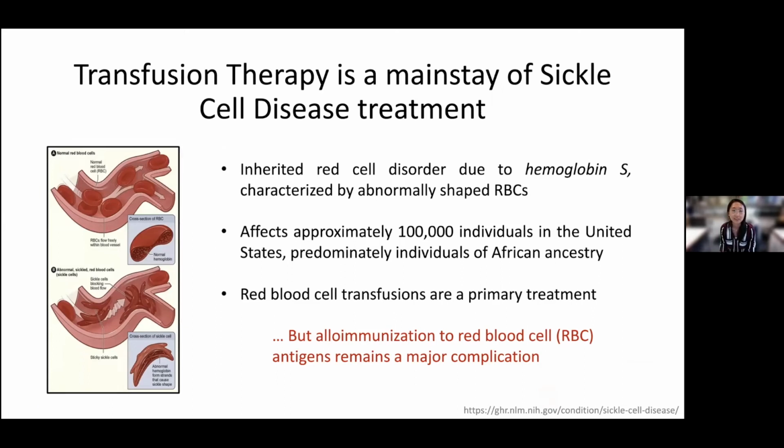Sickle cell disease is an inherited red cell disorder where the patient's red cells make hemoglobin S, and it causes the cells to sickle under hypoxia. It affects approximately 100,000 people in the US, predominantly who are of African ancestry, and red cell transfusions are currently used as one of the primary treatments for patients with sickle cell disease. But alloimmunization to the transfused red cells still remains a major complication.